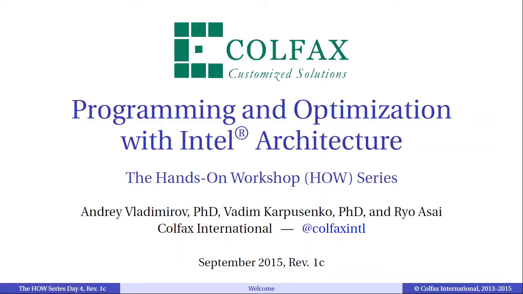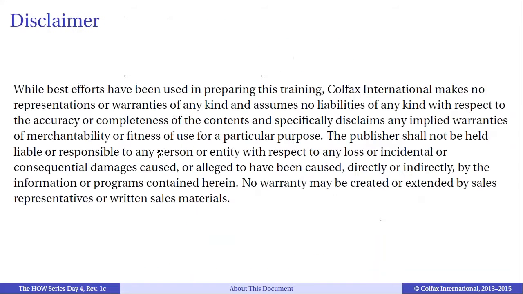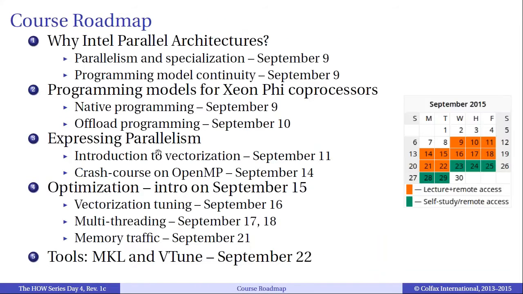We are beginning day 4 of the hands-on workshop, Programming and Optimization with Intel Architecture. Allow me to quickly review to overview the course. This is a 10-day workshop followed by 5 days of self-study with remote access. We are in day 4. Today is September 14th. And the topic today is expressing parallelism with multithreading. This will be a crash course on OpenMP.